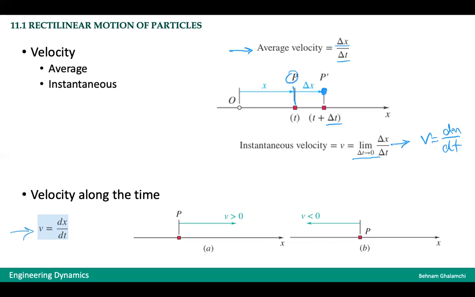Velocity, like position, can have positive or negative direction. If the particle is moving in the positive direction, then the velocity is positive. When it's moving in the negative direction, velocity will be a negative value.